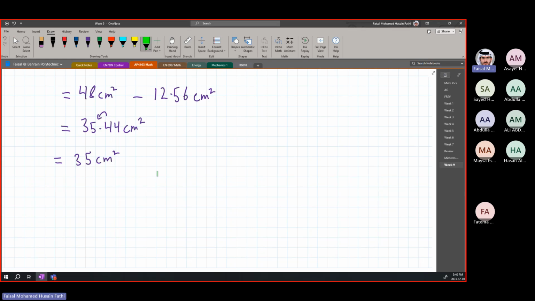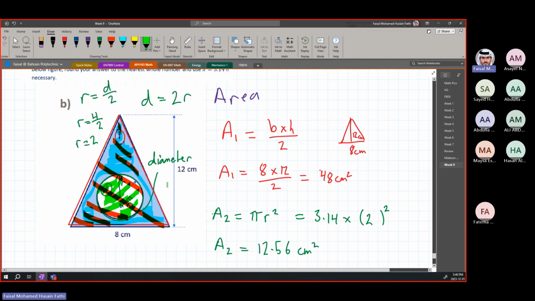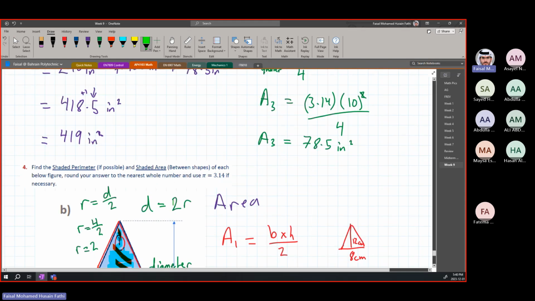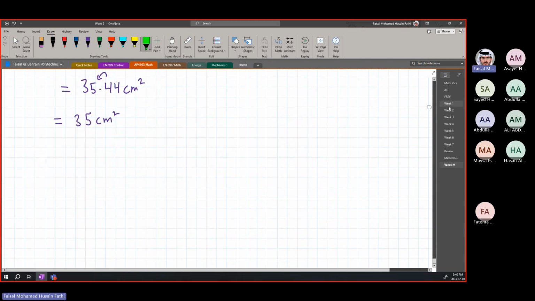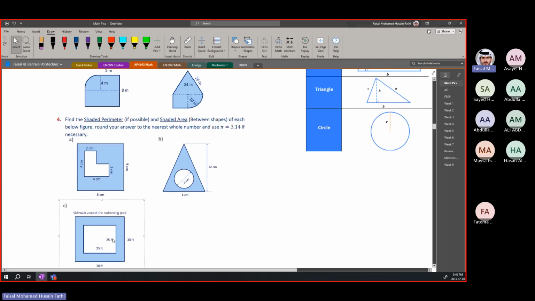Okay. So we don't find the perimeter, only the area. In this case we cannot find the perimeter because we don't have the side, the angle, the height. Let me go back to the original picture. We don't have this side of the triangle, so we can't find the perimeter. If it was given, yes, we can find the perimeter, but because it's not given, we cannot find it. Okay? Let's do one more.